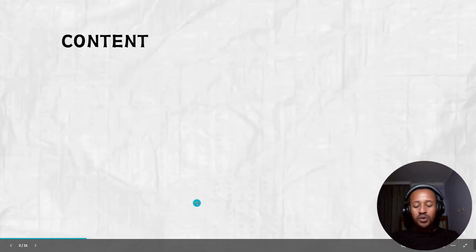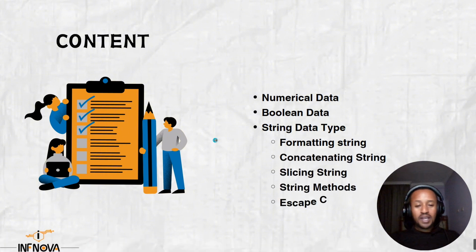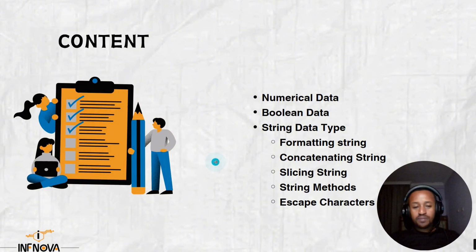In this section, we're going to dive into data types generally, which are actually categorized into three basic categories. The first one is the numerical data type, and then we have the Boolean data type, and lastly, the string data types. So let's go ahead and start studying them independently.